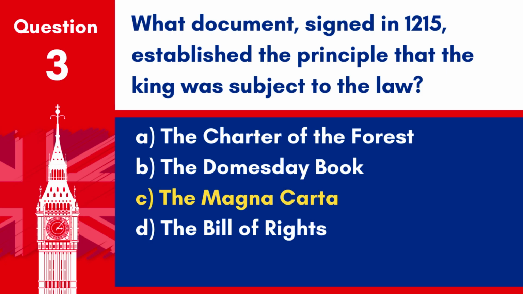Answer C. The Magna Carta. Signed in 1215, the Magna Carta was crucial in limiting the powers of the king and establishing the principle that the monarchy was subject to the law.